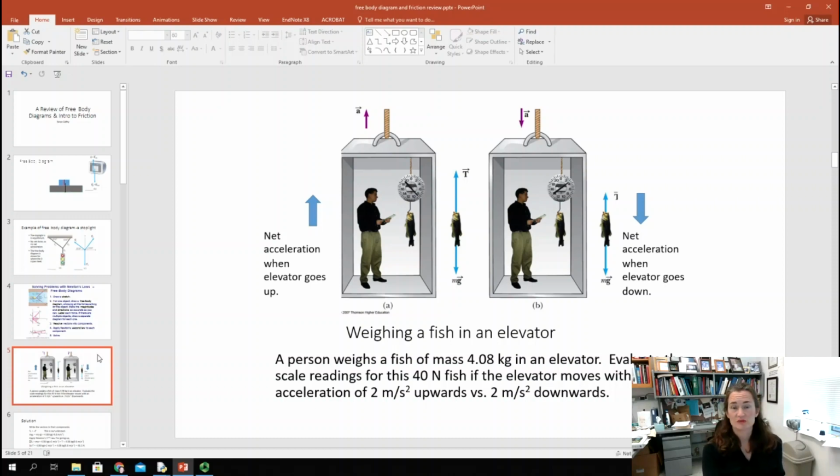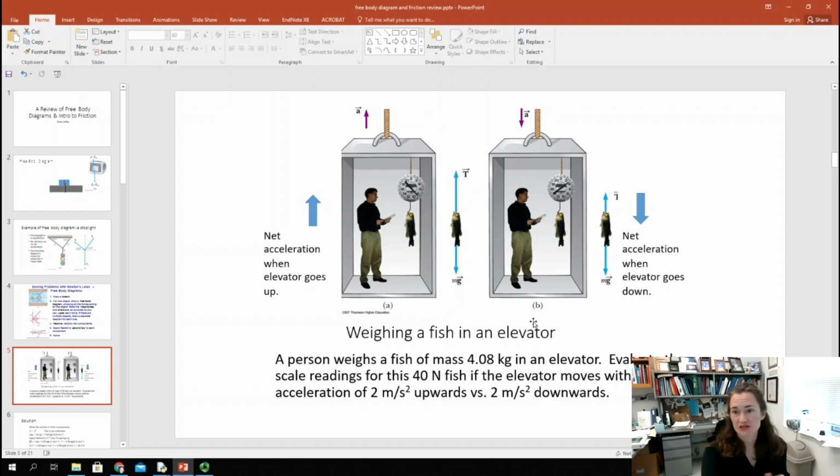So, if you hadn't guessed already, what happens is that the apparent weight of the fish is going to be different in each of those situations because of the motion of the elevator, even though the pull of gravity on the fish is really the same in both conditions. That force is the same, but the motion of the elevator messes with the reading, okay? So let me show you what's going on here.